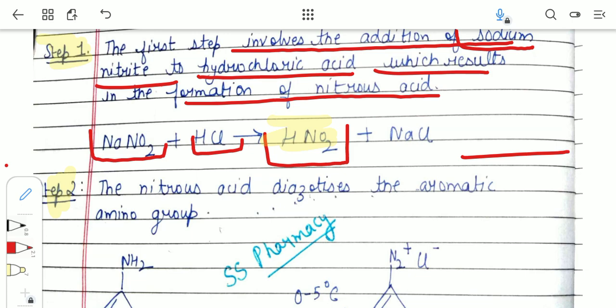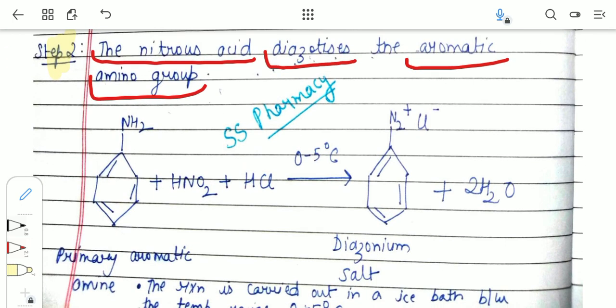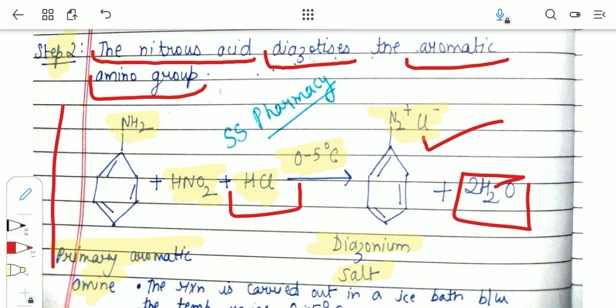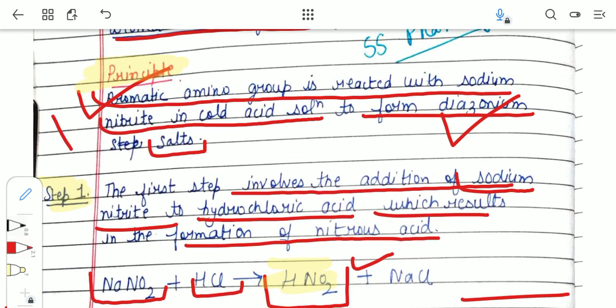In step 2, the nitrous acid which is formed in step 1 diazotizes the aromatic amino group. What does this mean? Here is our aromatic amine, this is our primary aromatic amine. So this nitrous acid, in the presence of hydrochloric acid and at very low temperature, that is in cold solution, forms diazonium salt, in which this NH2 group is converted into N2 positive plus Cl negative, and this halide ion came from this acid, along with the formation of water. So this is the basic principle of our diazotization titration, in which nitrous acid converts our primary aromatic amine into our diazonium compound at very low temperature. That is what this principle was saying.